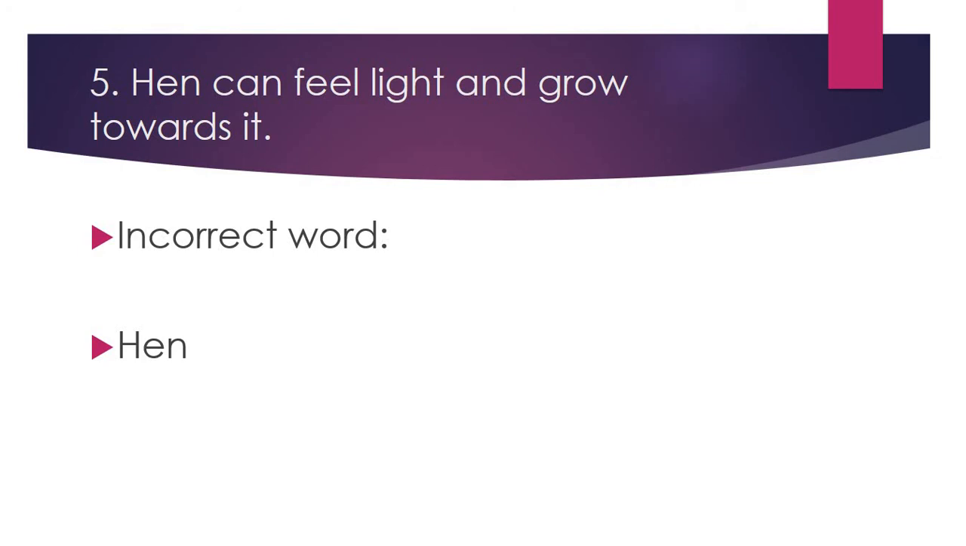Okay, I will not ask you to wait for a long time. The correct word is flower. I have not mentioned the name here, but this is the characteristic of a sunflower, but we have to only replace one word, so I have written flower. Flower, or you can write flowers. So flowers can feel light and grow towards it. Please write down both the words.